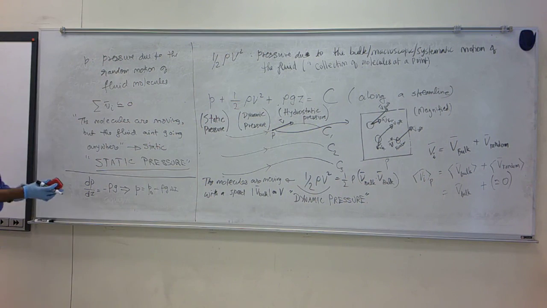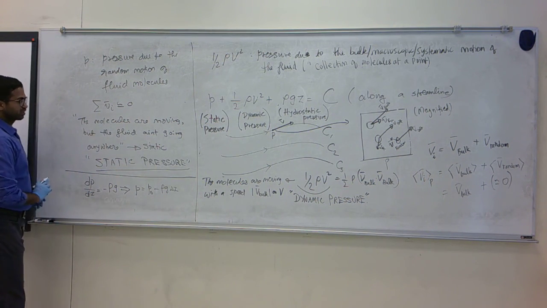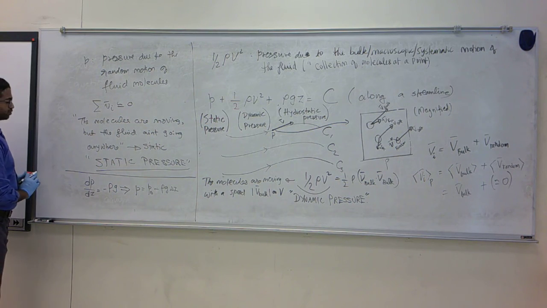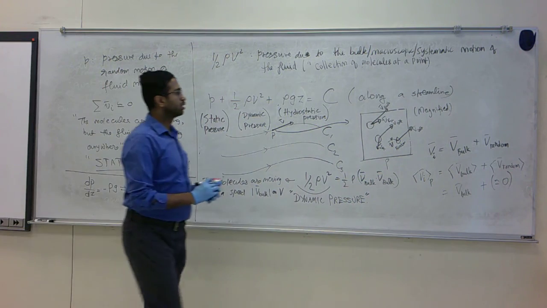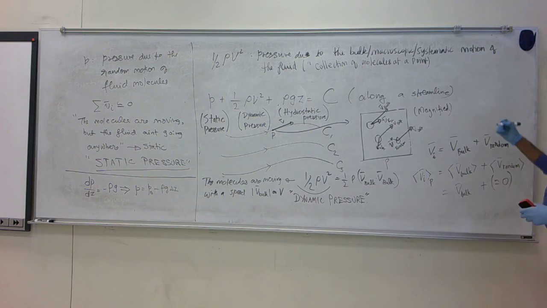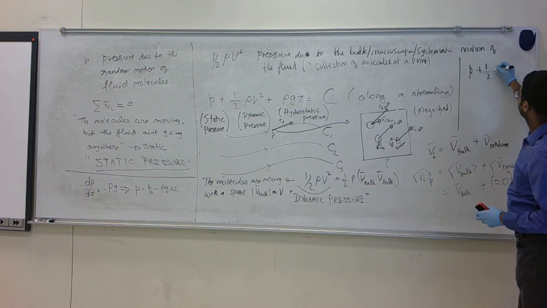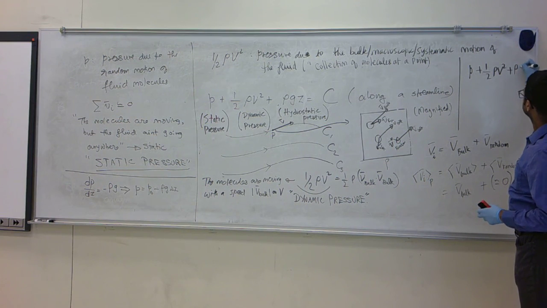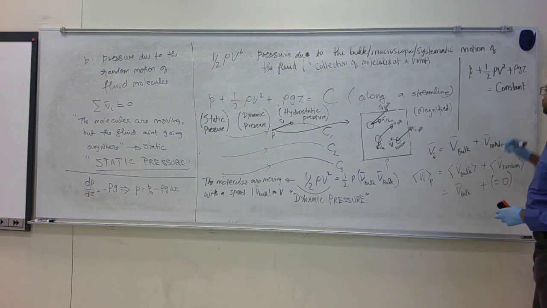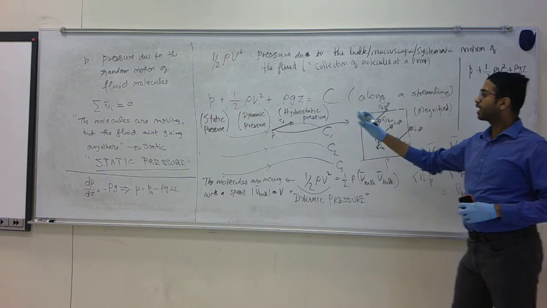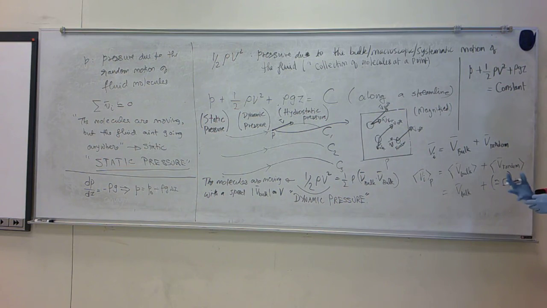So we have P plus half rho v squared plus rho gz equals constant. We're going to continue discussing concepts of static, dynamic and hydrostatic pressure, and see how we can turn this into a way to measure velocity. That will be the next part.